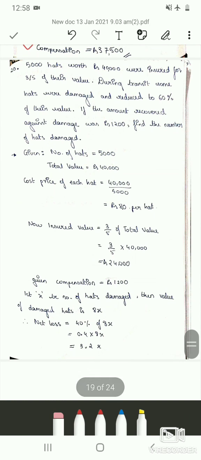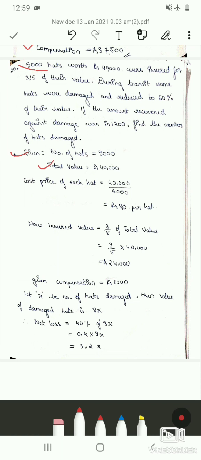So the 20th question is, 5,000 hats worth rupees 40,000 were insured for 3/5 of their value. During transit, some hats were damaged and reduced to 60% of their value. If the amount recovered against damage was rupees 12,000, find the number of hats damaged. So first let us write down the given information. So they have given number of hats, which is 5,000, and their worth, which is total value, is rupees 40,000.